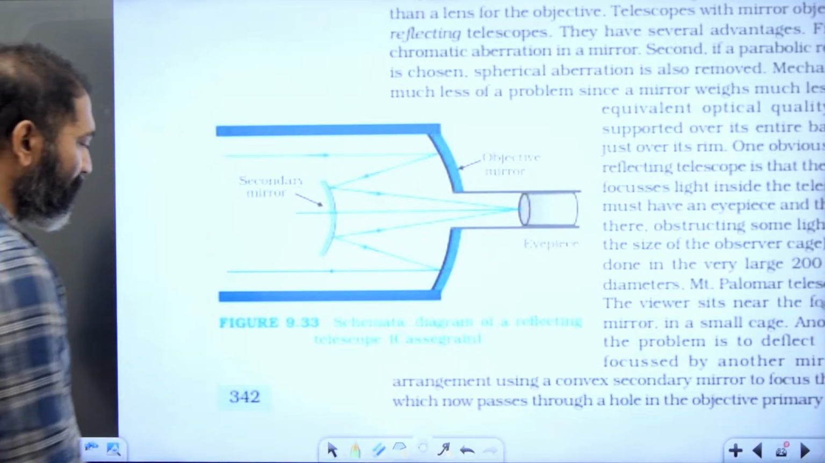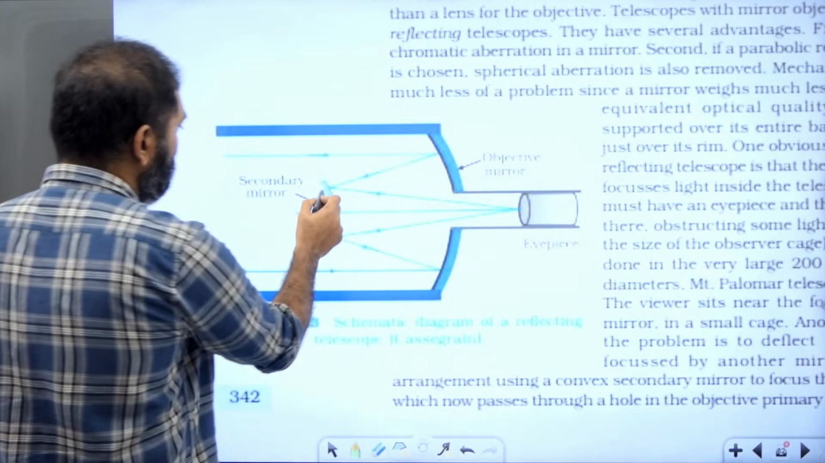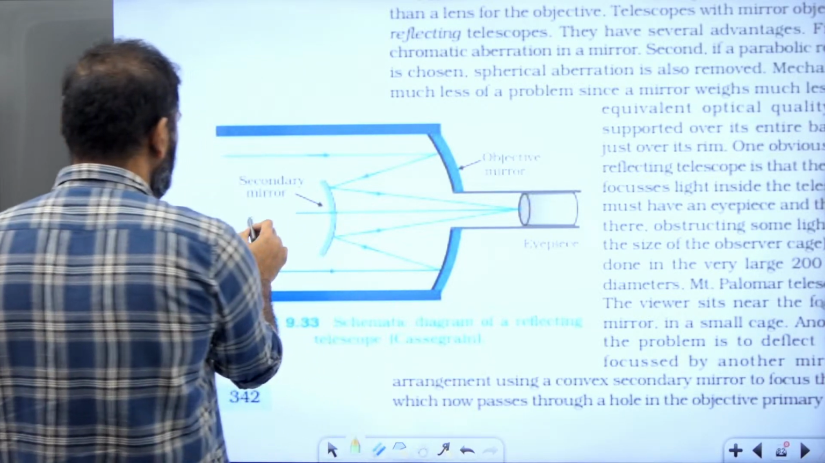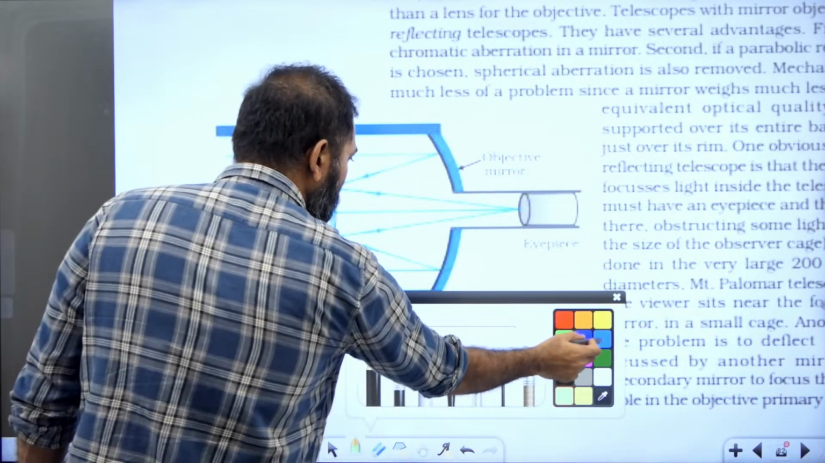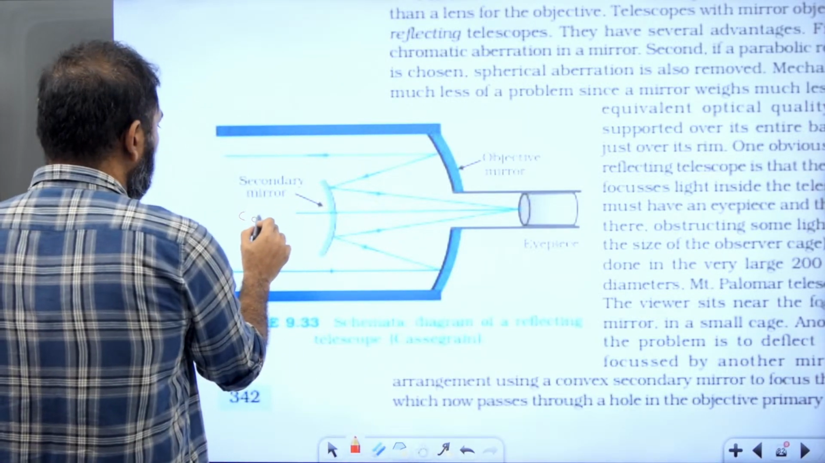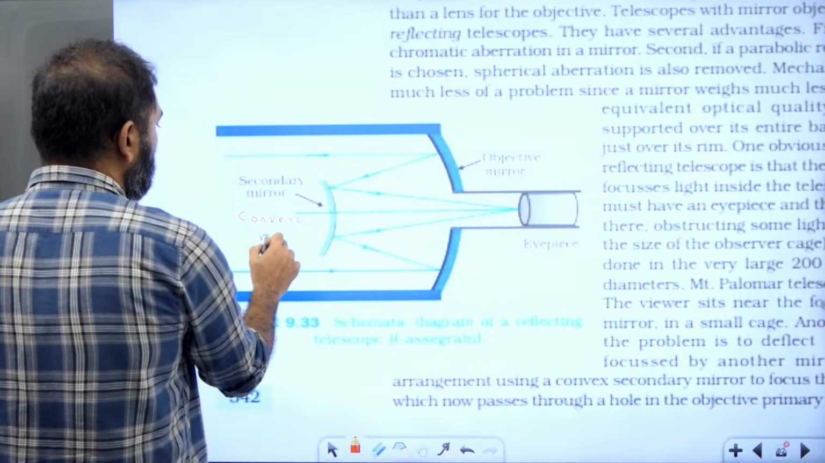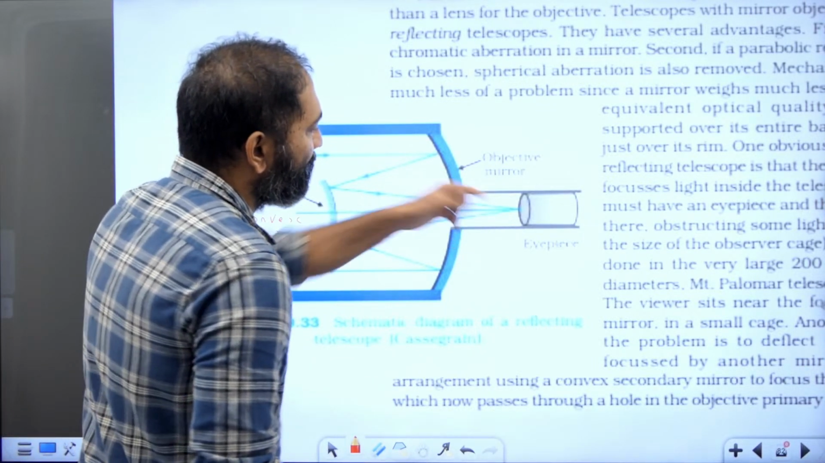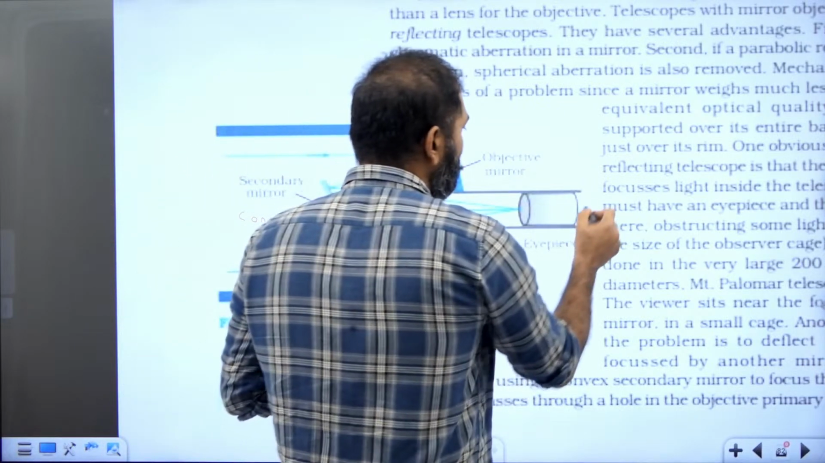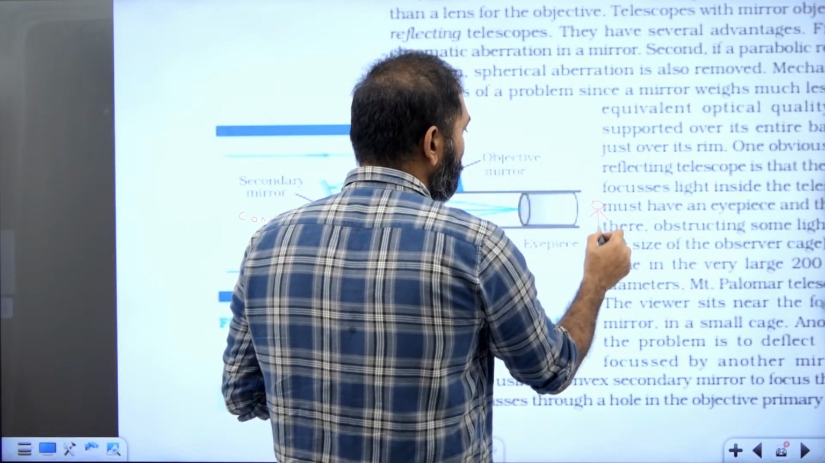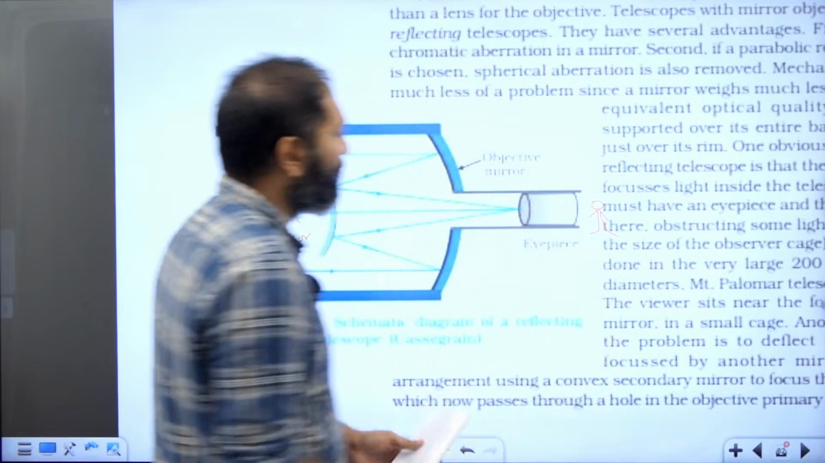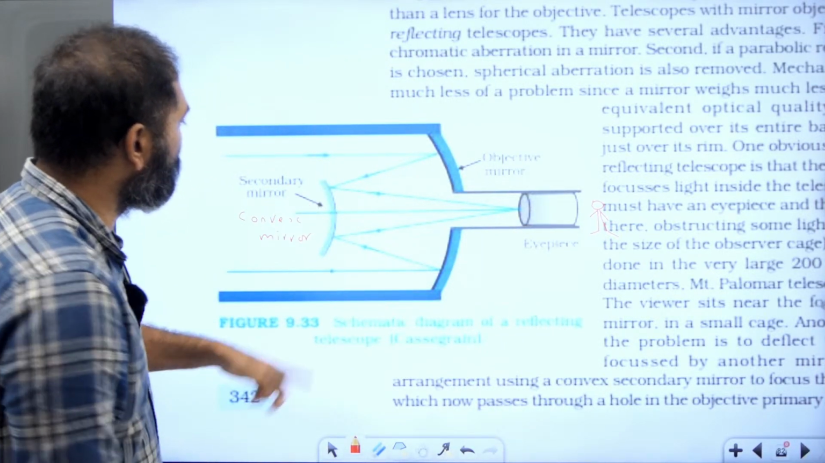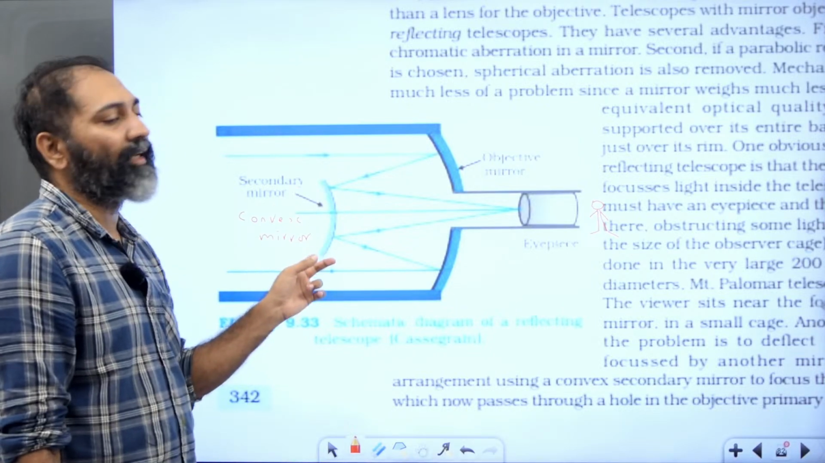See, here we are using a secondary mirror. This is a secondary convex mirror, which focuses the incoming light to this side. So what is the advantage? With this arrangement, the observer can sit outside the telescope. If this additional secondary mirror is not used, what happens? The observer has to sit inside the telescope.